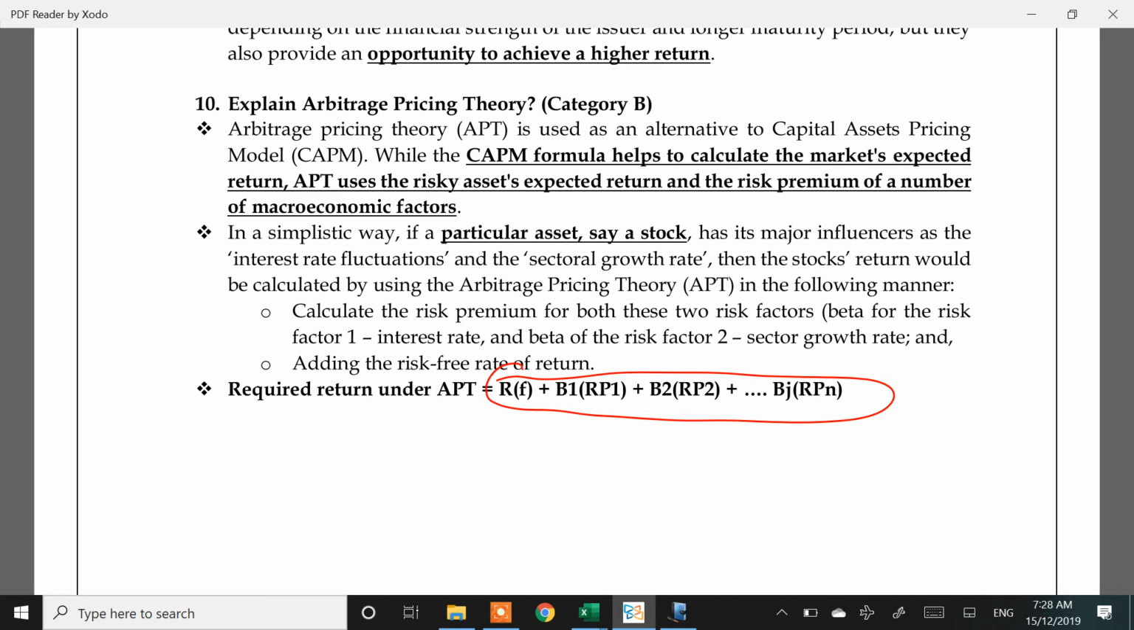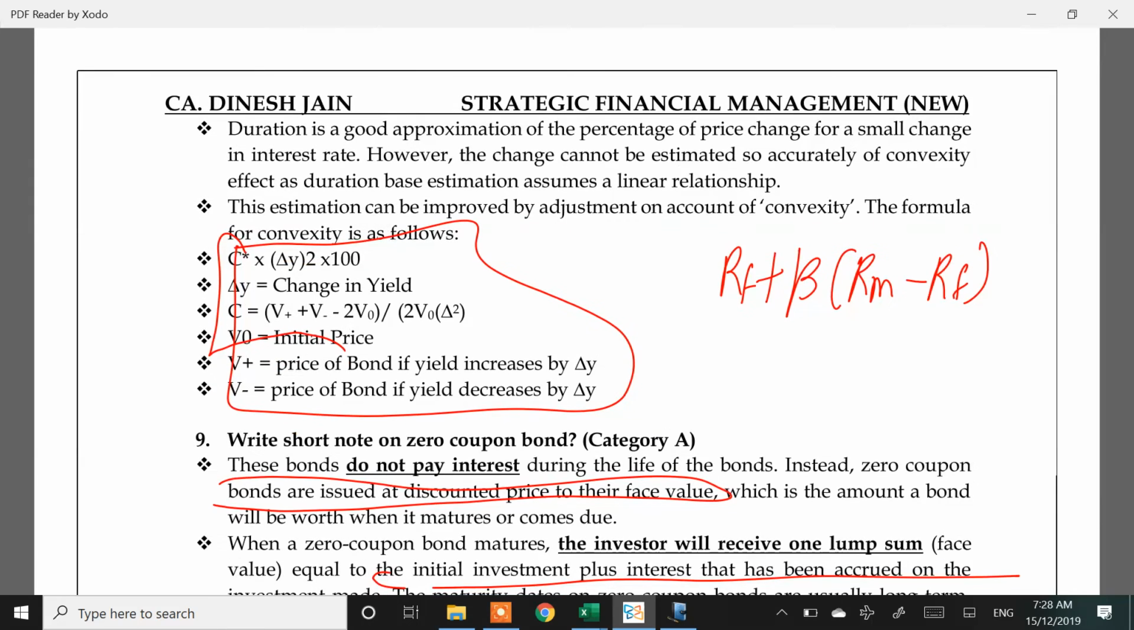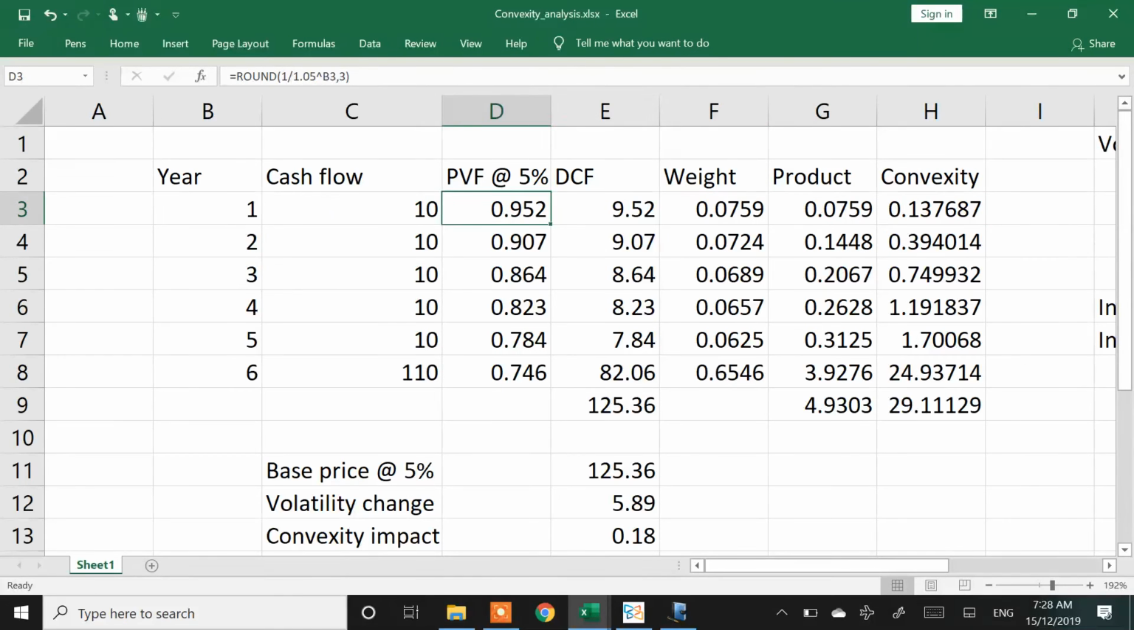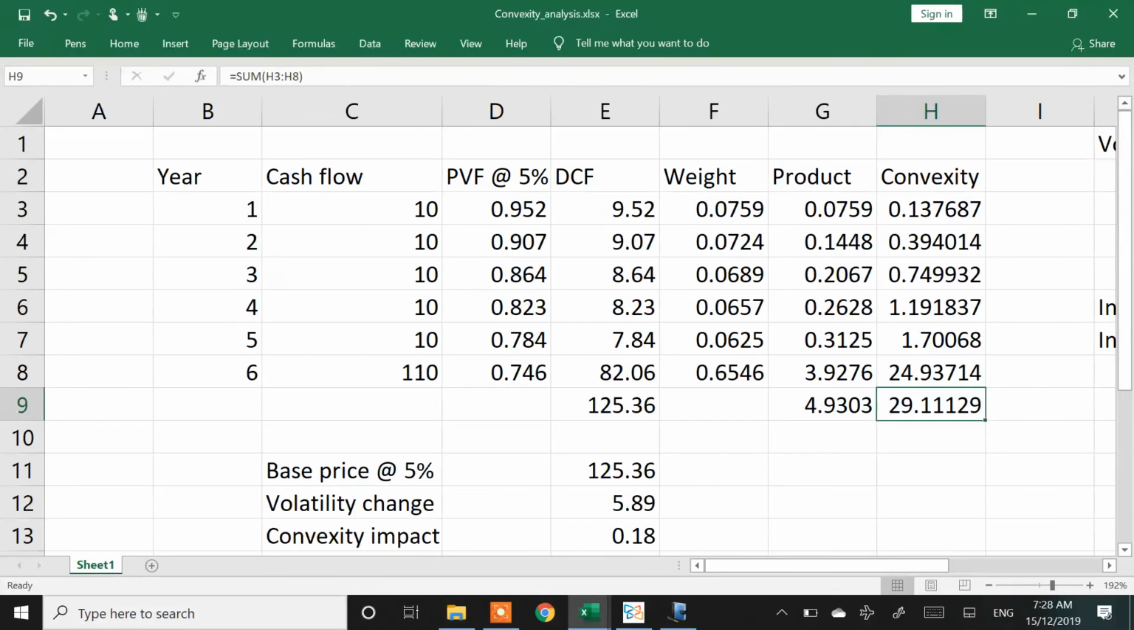There can be multiple factors. So the only important thing which I've explained here is on the convexity part. We've not covered this in the class. Year, cash flow, PVF, DCF, weight product. Convexity is equal to weight into t square plus t divided by 1 plus ytm square. Put a total of the convexity, and I have my base price which is there at 5%.